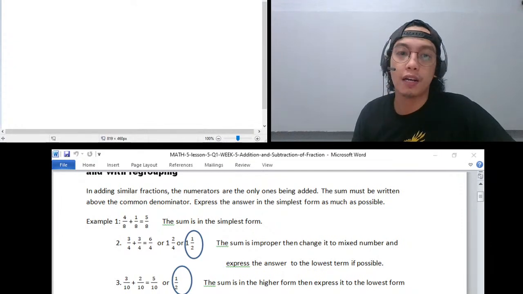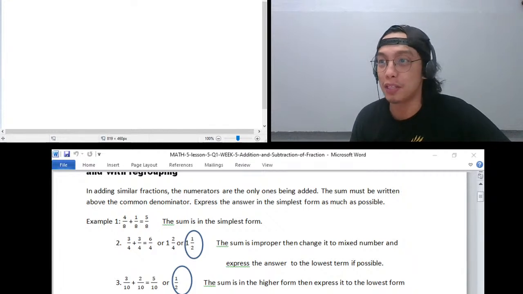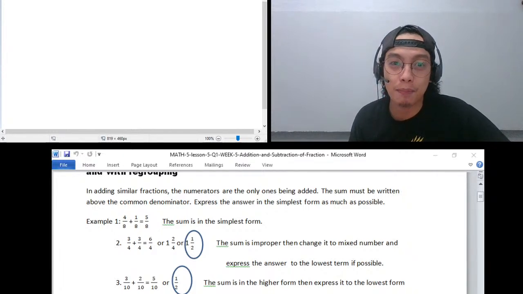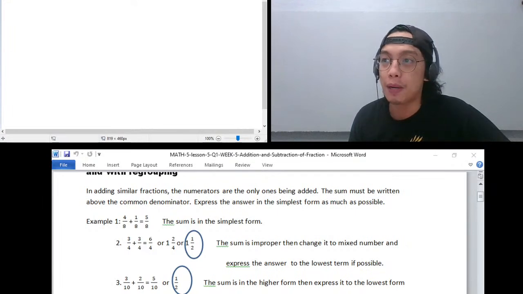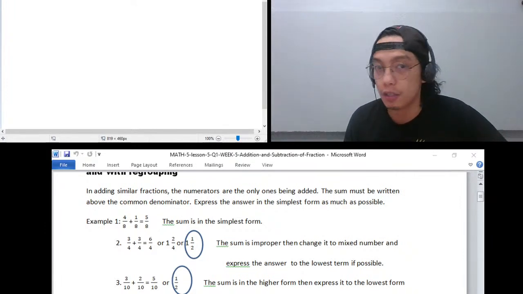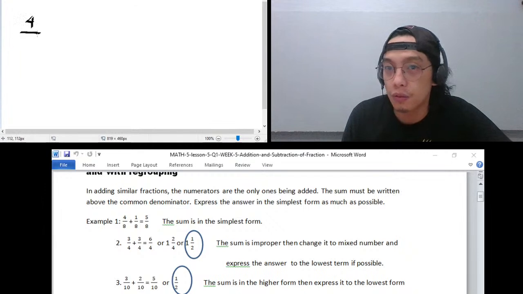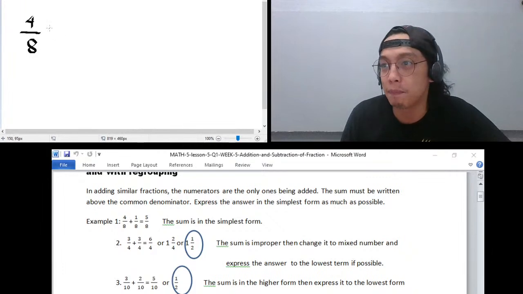Okay, so similar fractions are those with the same denominator. Our example number 1 is 4 over 8 plus 1 over 8 is equal to 5 over 8. The sum is in the simplest form. Let's try it, since they have the same denominator. Similar fractions have the same denominator. Example number 1, 4 over 8.